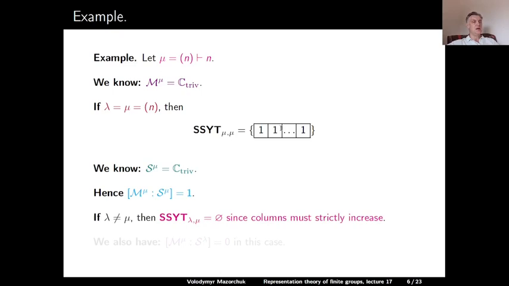If lambda is not equal to mu, then the set of semi-standard Young tableaux of shape lambda and content mu is empty, because if lambda has more than one row, then we have at least one column of length 2. But the content has only one of each, so we cannot write two equal numbers in the same column of length more than one. So this means that this set is empty, and so the multiplicity of the corresponding S^lambda in M^mu is also 0 in this case.